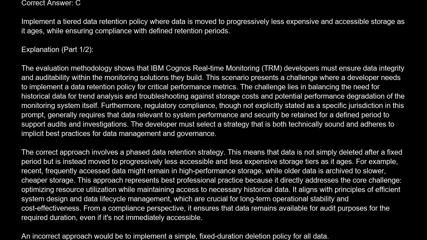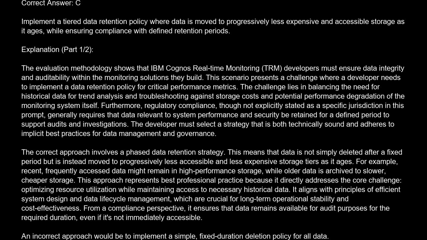This means that data is not simply deleted after a fixed period, but is instead moved to progressively less accessible and less expensive storage tiers as it ages. For example, recent, frequently accessed data might remain in high-performance storage, while older data is archived to slower, cheaper storage.